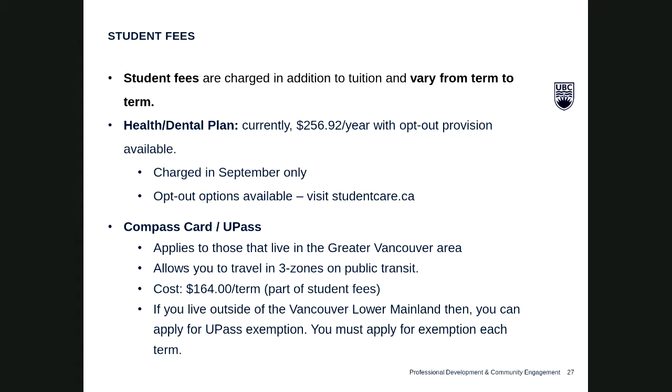But in terms of the Compass card or UPass card, since the course would be in the greater Vancouver area, you would have to pay the $164 per term as part of your student fees. But it will give you access to 3-zone on public transit.